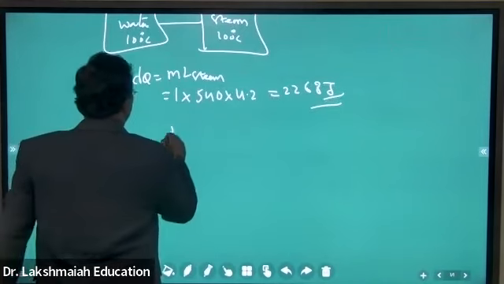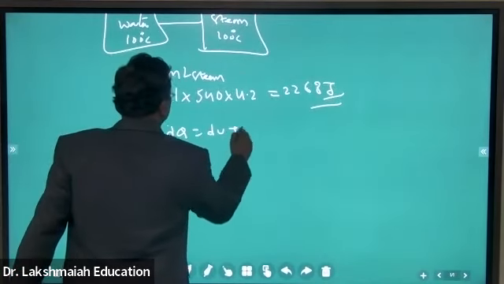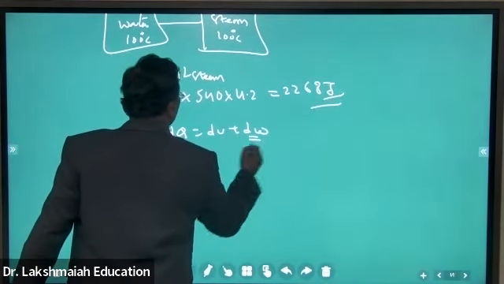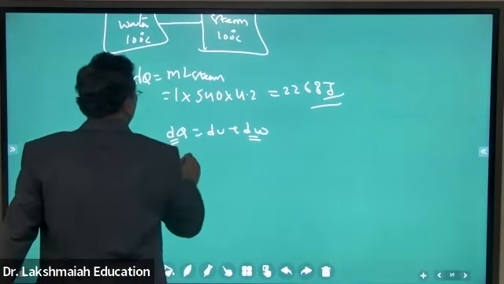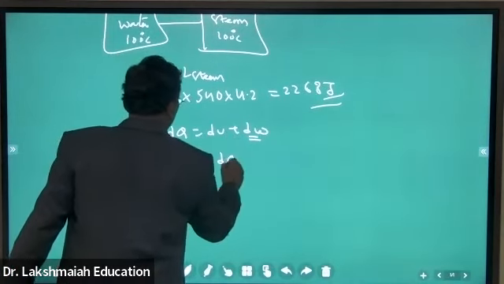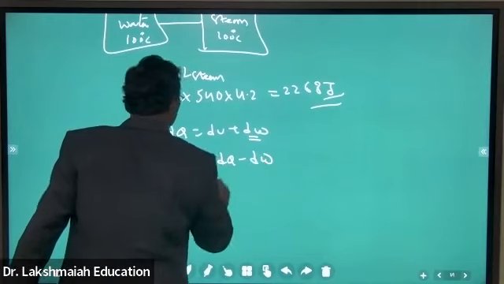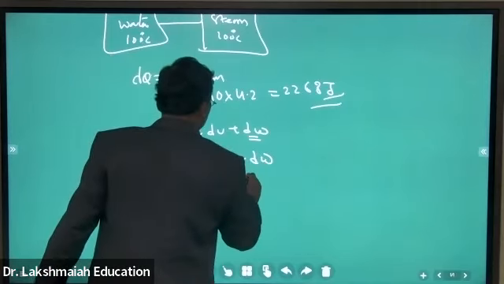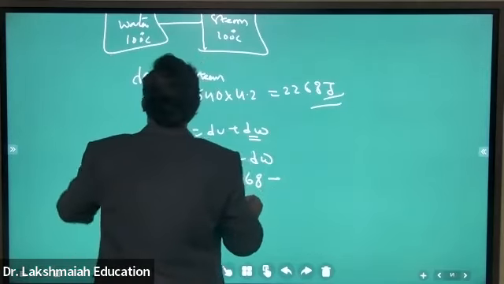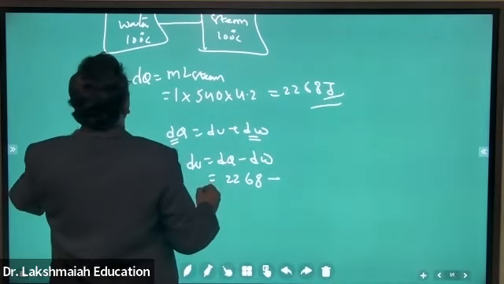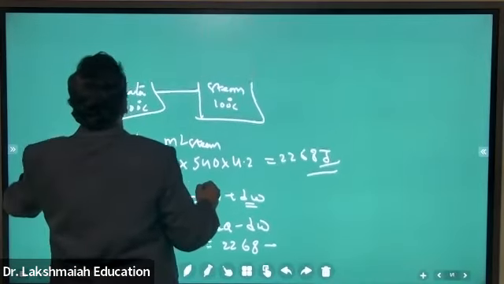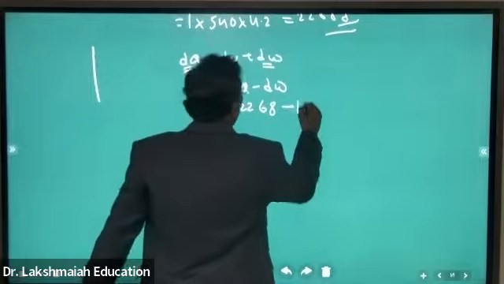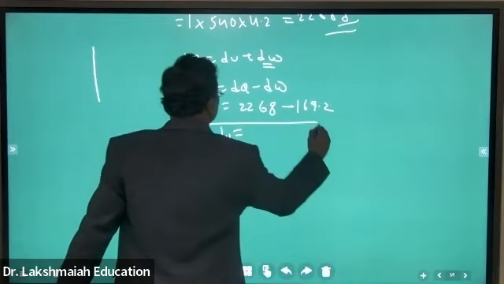Now dQ is equal to dU plus dW. dW we found, dQ we found right now. Therefore dU is equal to dQ minus dW. dQ is 2268 minus dW, which is 169.2. Now you can find the dU. What is the value? Please do it.